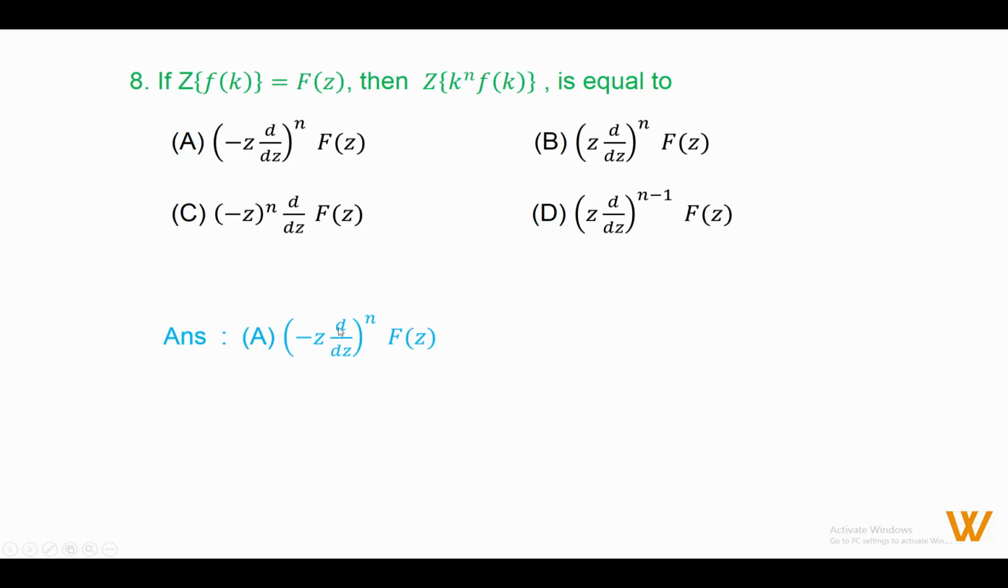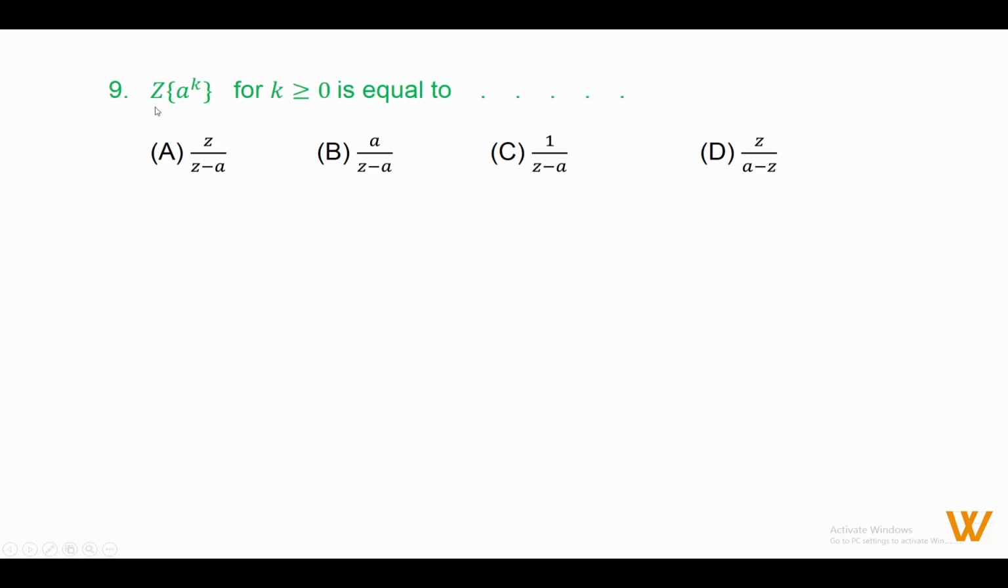A option, minus z d by dz bracket raised to n F(z). 9. Z transform of a raised to k for k greater than or equal to 0, for k positive, is z upon z minus a, means answer is A option, z upon z minus a.